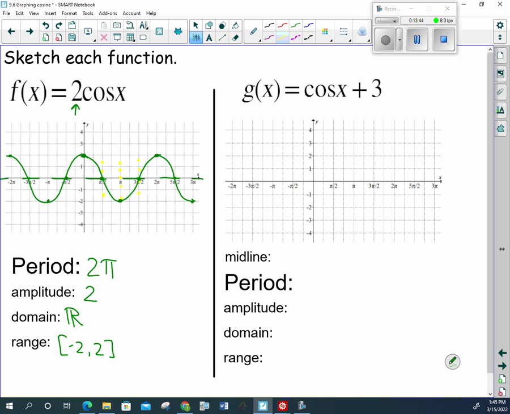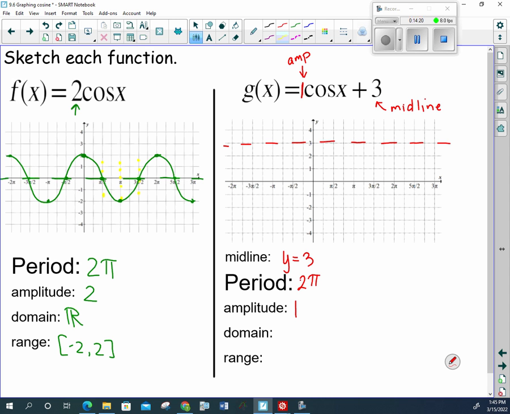Okay, over here, when I look at this one, I notice it's a cosine curve. I see that I have a k, so this is my midline. So my midline is at y equals 3, so I'm going to come up here to 3. I'm going to draw my dotted line. My amplitude is 1. Remember, your amplitude's right here, so amplitude is 1. We aren't doing any period changes, so one time around the unit circle, so it's 2 pi.